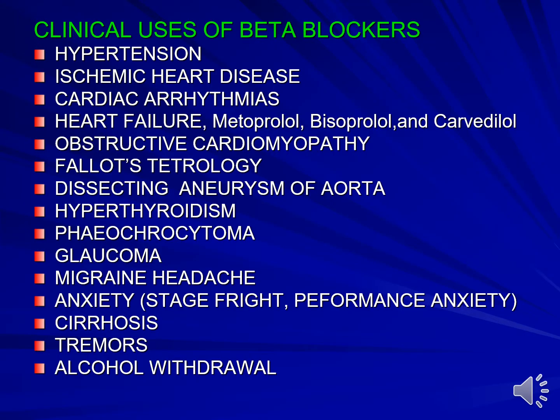As far as the clinical uses of beta blockers are concerned, you can see a long list of therapeutic indications where we can use beta blockers. As I told you earlier, these are very commonly used drugs. For example, hypertension, because beta blockers decrease the cardiac output. The main effect in hypertension is by blocking the beta 1 receptors in the heart. These produce negative inotropic and negative chronotropic effects. That means they decrease the force of contraction as well as the heart rate.